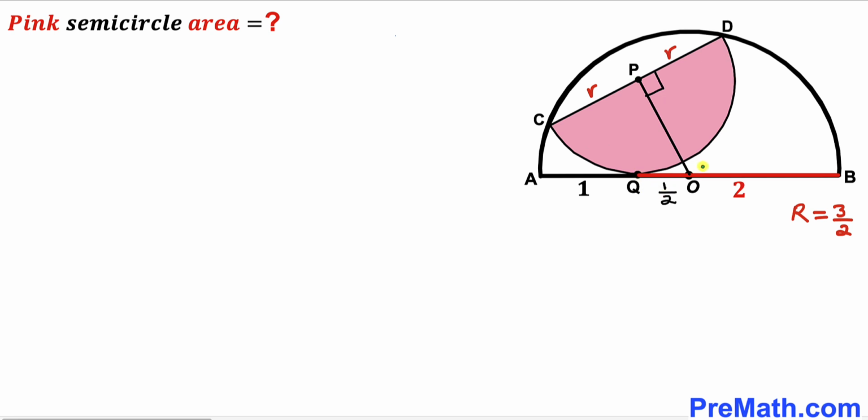In this next step, I am going to connect center O with point D, as you can see. Now let's make an observation. We can see OD is the radius of this semicircle, and the radius is 3 divided by 2. So therefore this has got to be 3 divided by 2.